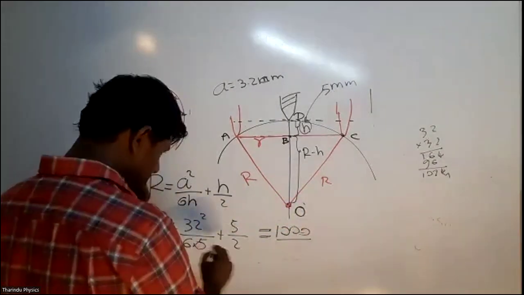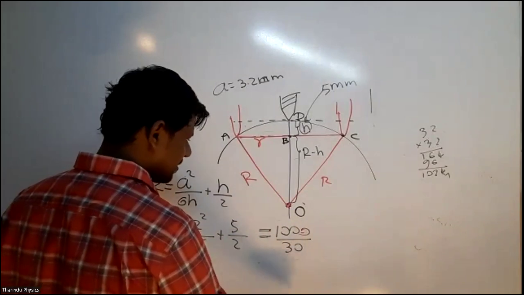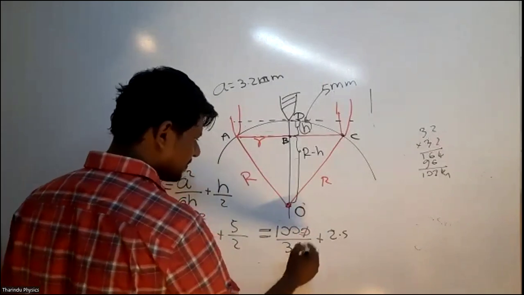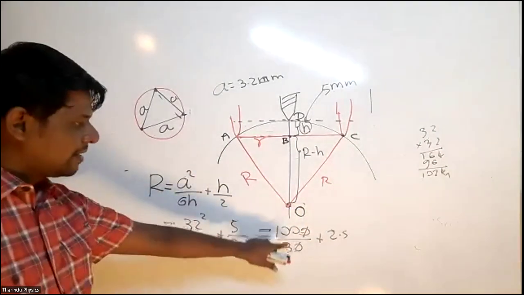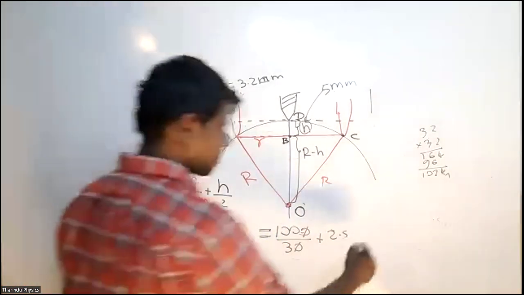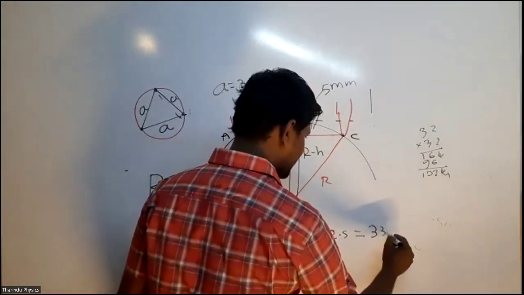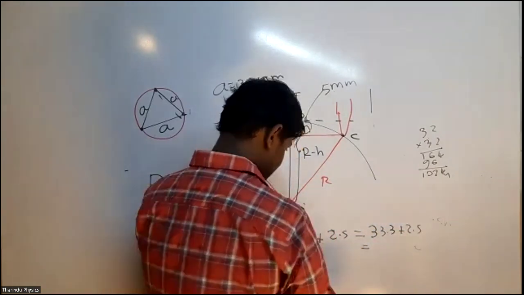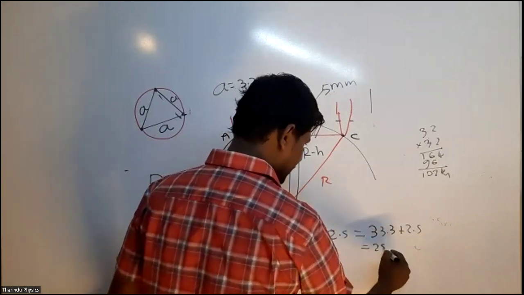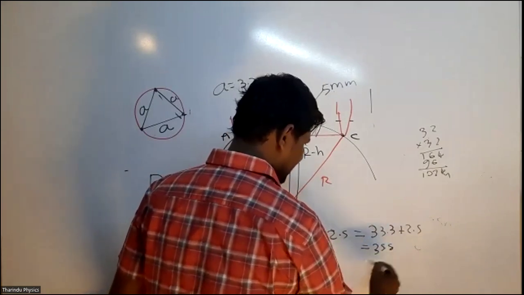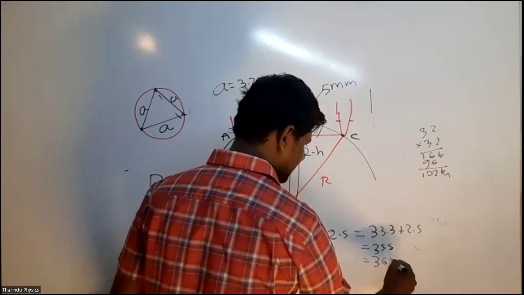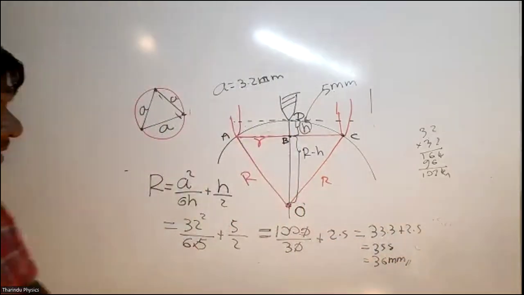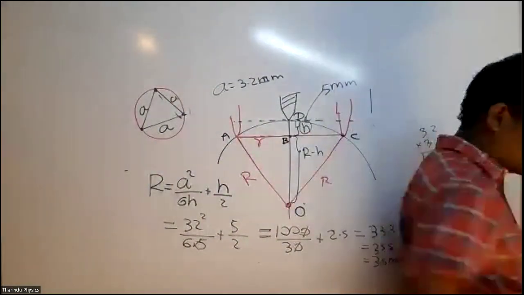And here, this is going to be like 1000 over 30, which is 33.3, plus 5 over 2, which means 2.5. So 33.3 plus 2.5 is nearly 35.8. I can round it up to 36. 36 millimeter. Right? Okay, let's see whether it is true.